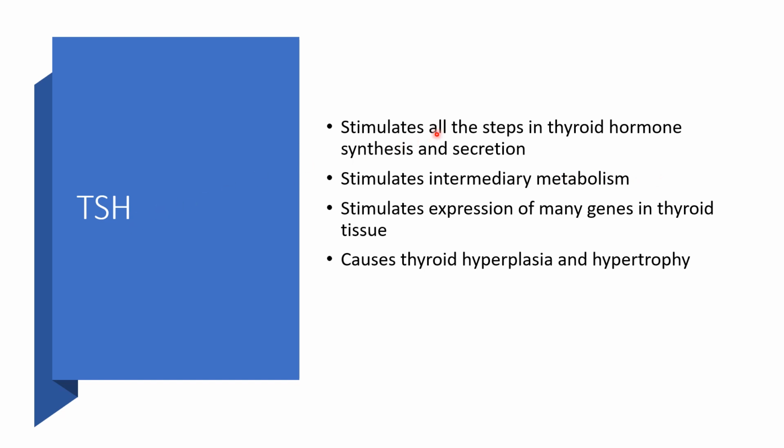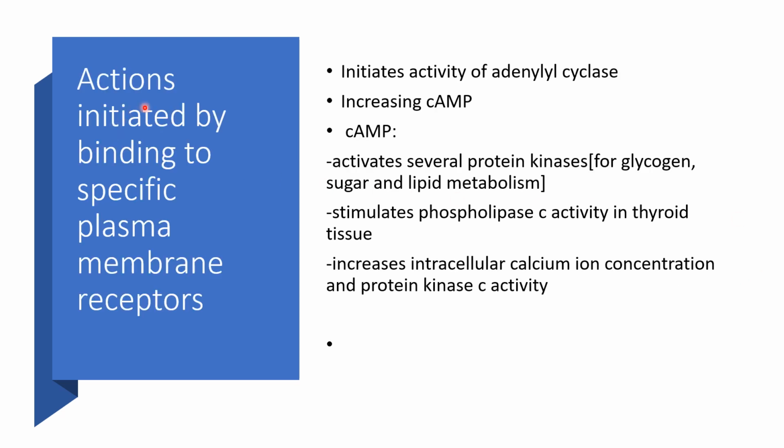Okay, TSH stimulates. Somebody is saying, I've seen this before. Yeah, it's true. But remember, we're going through thyroid hormone actions, okay? It stimulates intermediary expression of many genes and causes thyroid hypertrophy. Now, action is initiated by binding to specific plasma membrane receptors. That will initiate the activity of adenylate cyclase, increasing cyclic AMP, and cyclic adenosine monophosphate will activate several protein kinases for glycogen, sugar, and lipid metabolism.